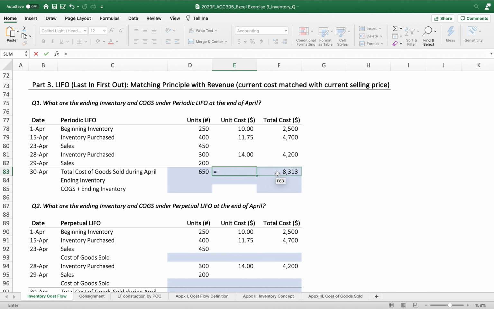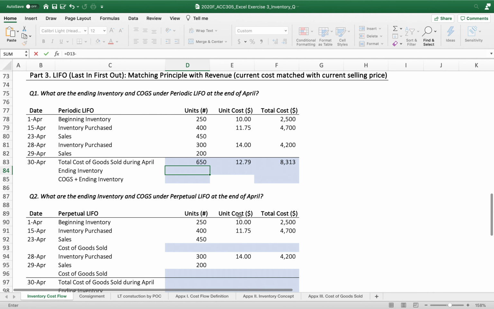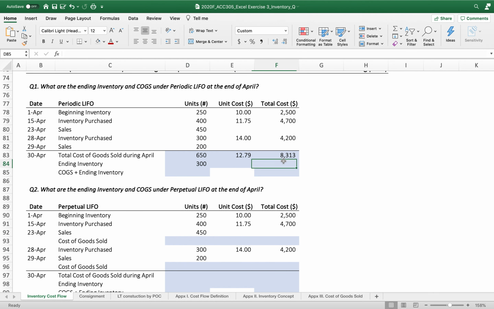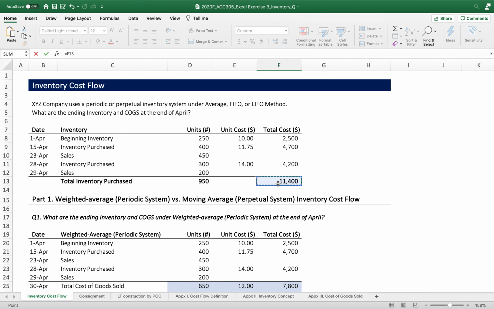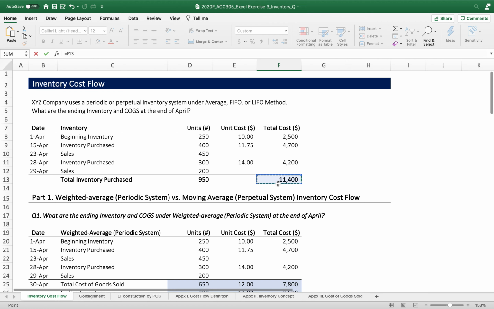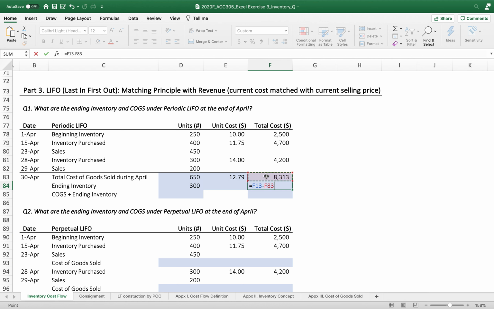Okay. That is for internal users' information. So 12.79 is the unit cost. And then ending inventory, how do you get it? It's now very easy. Again, 950 was total inventory purchased during April minus 650. And then, how do you get the ending inventory? The simplest one is 11,400, the inventory purchased in dollar terms in total, minus 8,313.